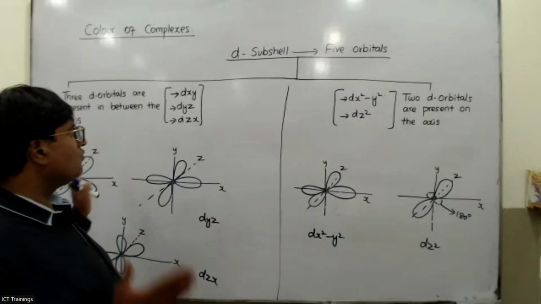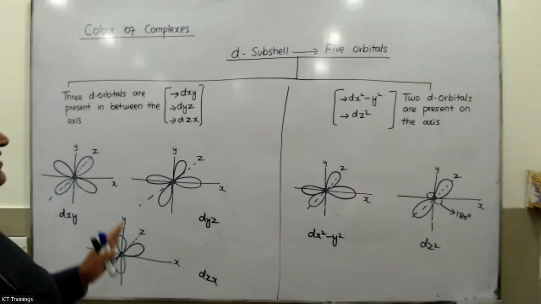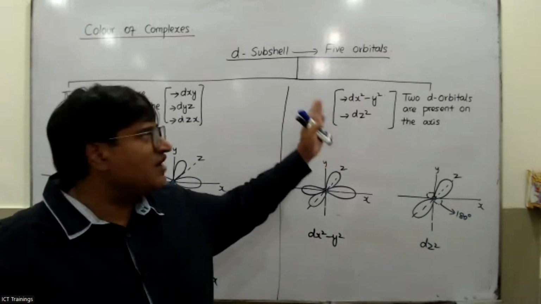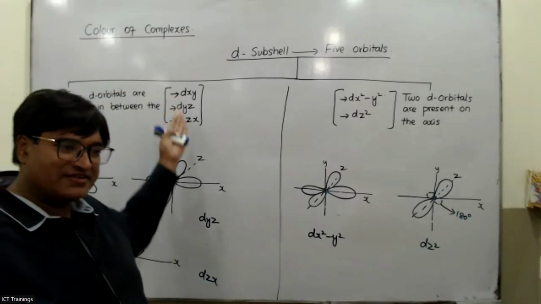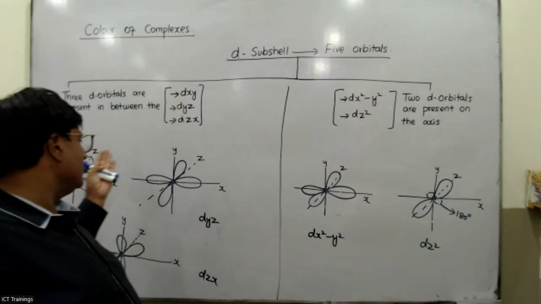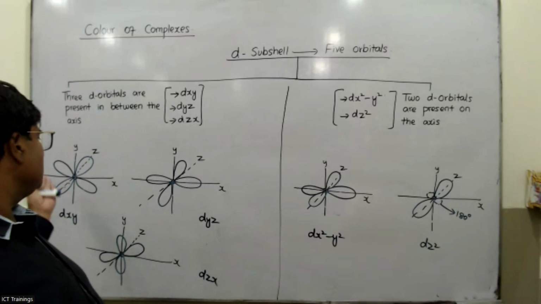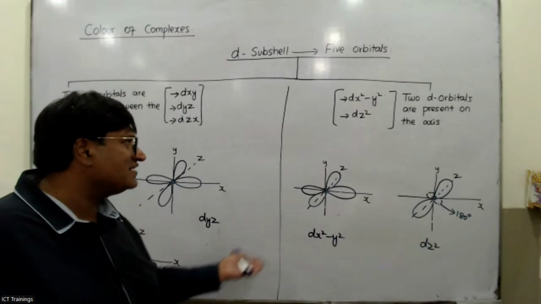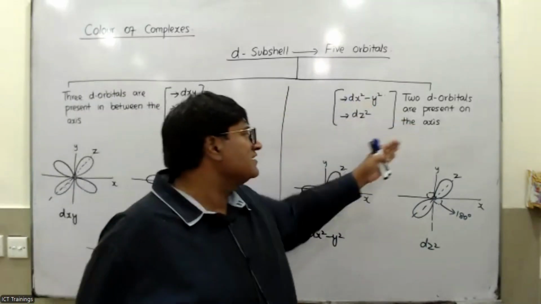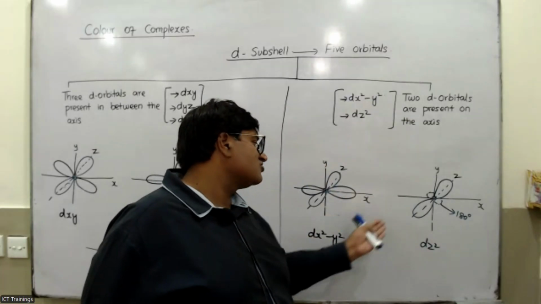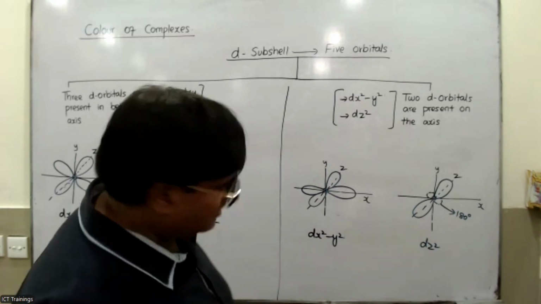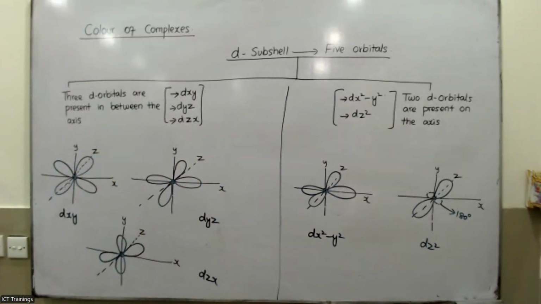So now, what we have done yet: the d shell has 5 orbitals. Out of these 5 orbitals, the 3 d orbitals present in between the axis are dxy, dyz, dzx, whereas the 2 d orbitals present on the axis are dx square minus y square and dz square. Can I wrap this one, guys?